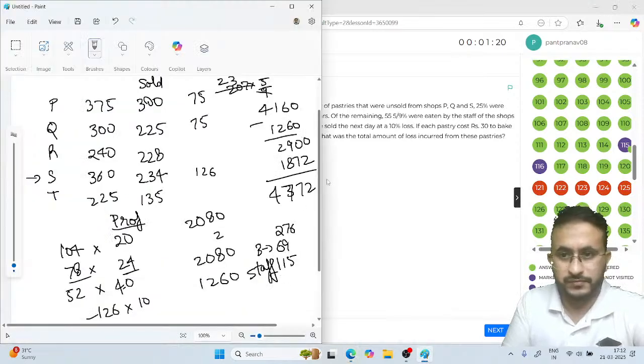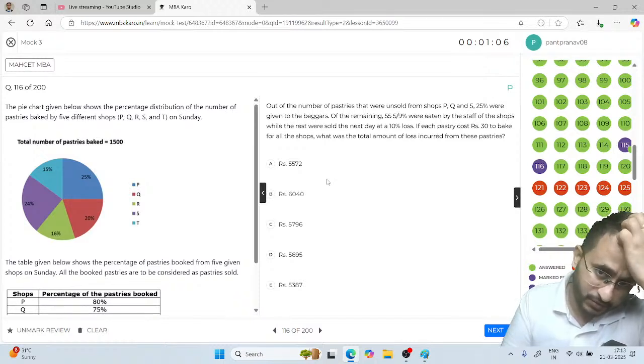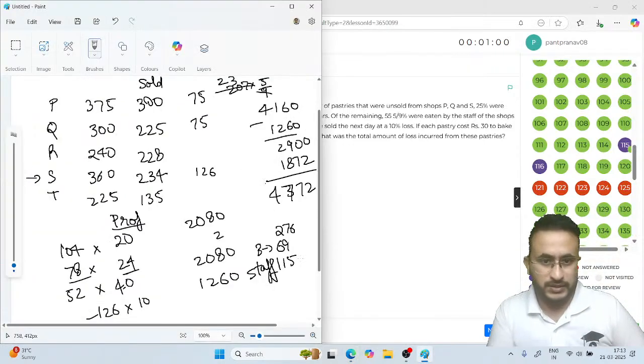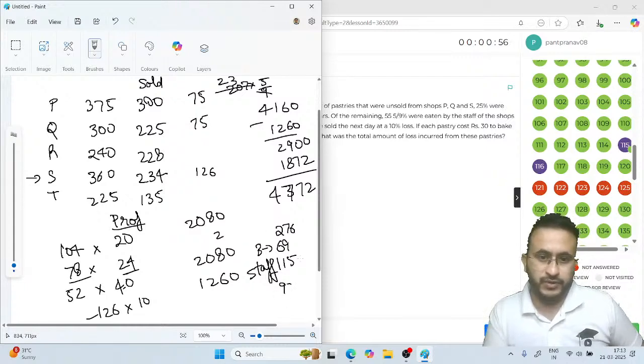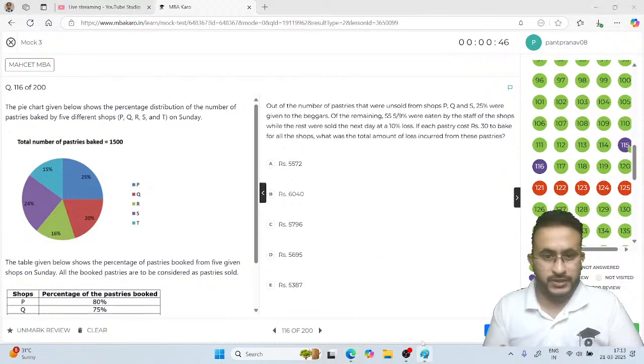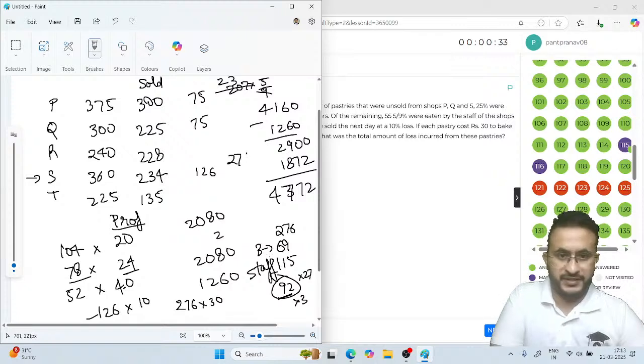Shops and the rest was sold the next day at 10% loss. Okay, so 10% loss, this is before 92 at 10% loss. Okay, so we have to find the total amount of loss incurred. So we have 276 pastries, 276 into 30 will be the loss, but these 92 are sold at 27 rupees. So on 92 there will be a loss of 3 rupees per pastry, that is 276 rupees of loss.